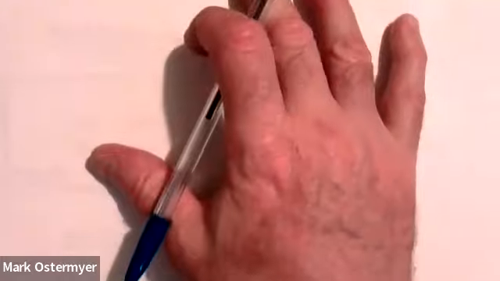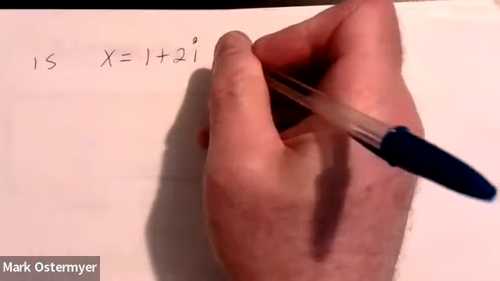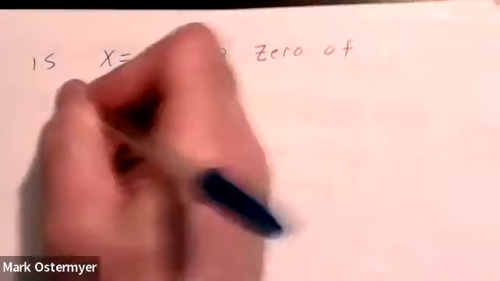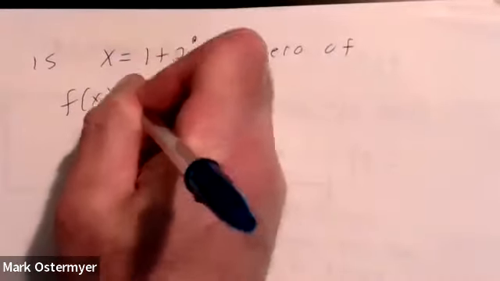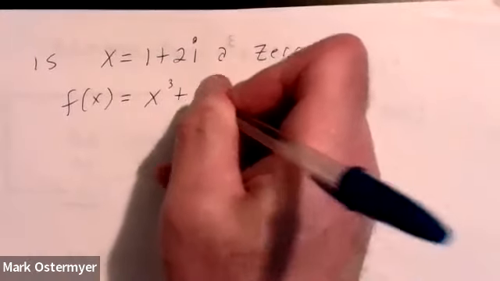Let's try this one now. Is 1 plus 2i a 0 of f of x equal to x cubed plus x plus 10?